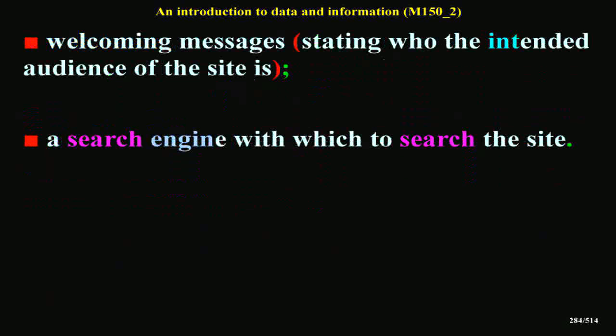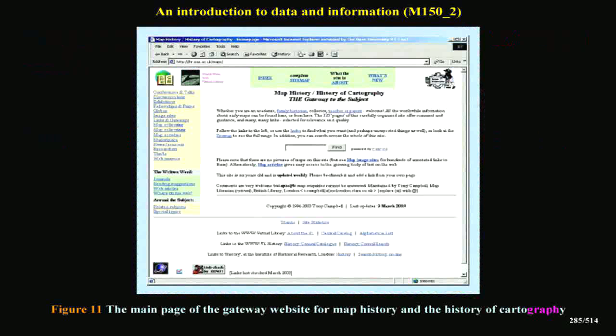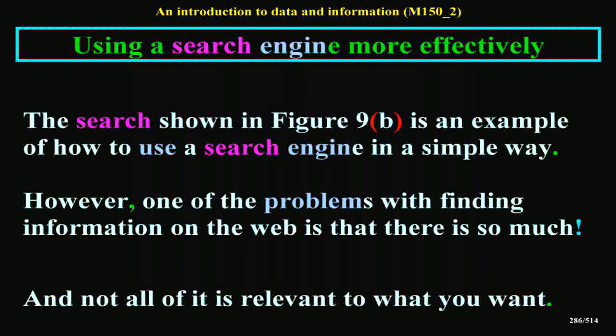Welcoming messages stating who the intended audience of the site is. A search engine with which to search the site. Figure 11, the main page of the gateway website for map history and the history of cartography. Using a search engine more effectively. The search shown in Figure 9b is an example of how to use a search engine in a simple way.